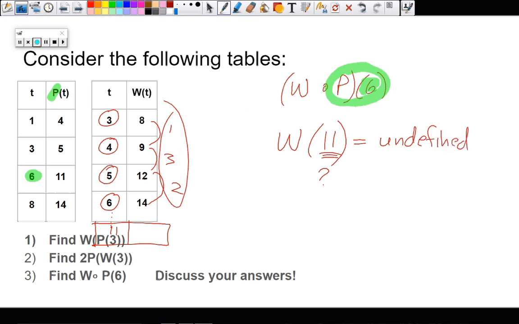It could probably not even be on the graph. You see what I'm saying? Like if I graphed w of t, it would look like this. 3, 8, 4, 9, 5, 12, 6, 14. Is that continuous or discrete? Discrete. Do you see any other points drawn? No, so it could be undefined.